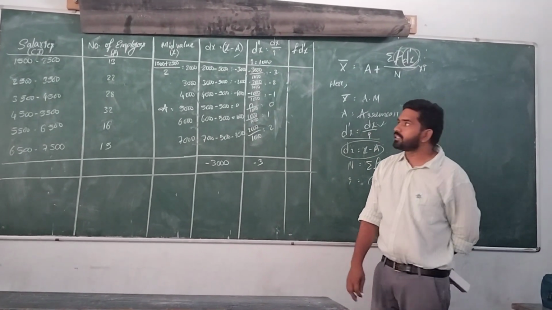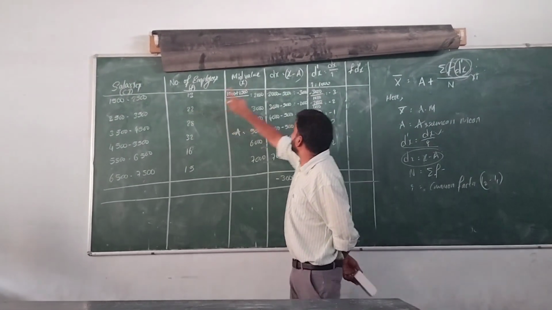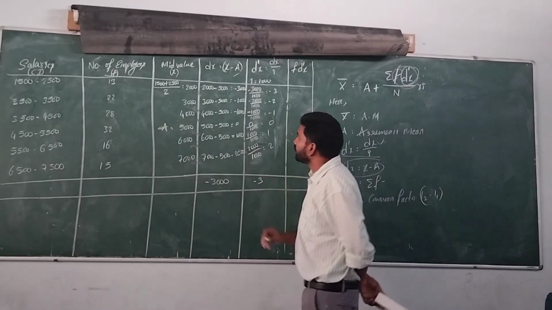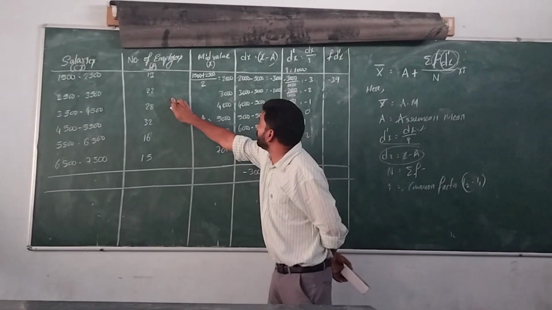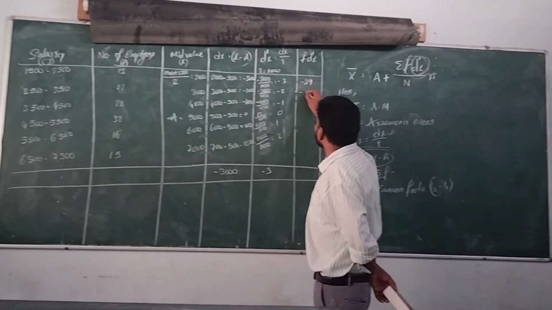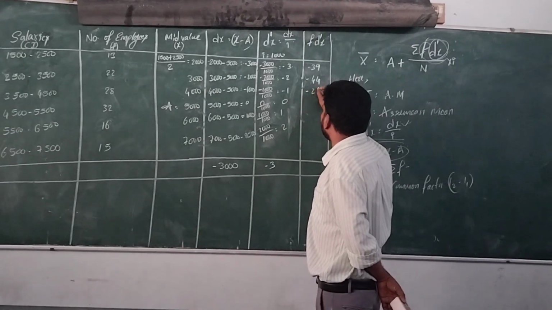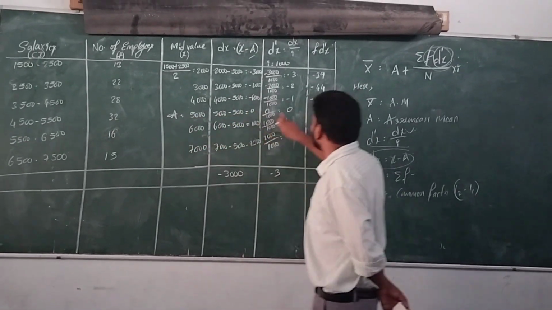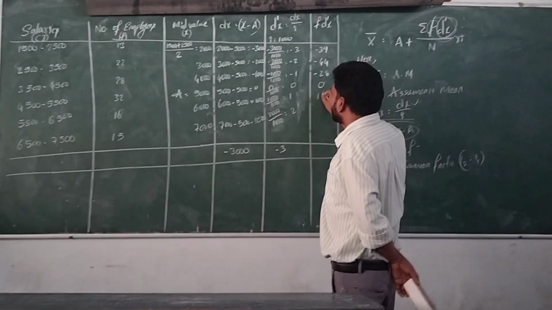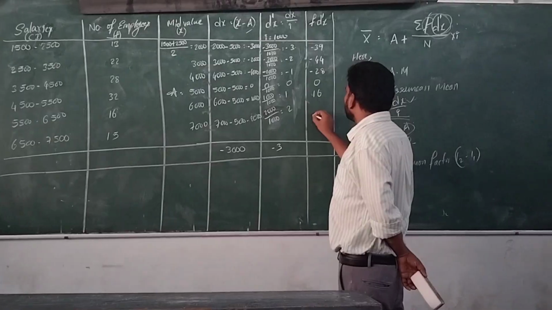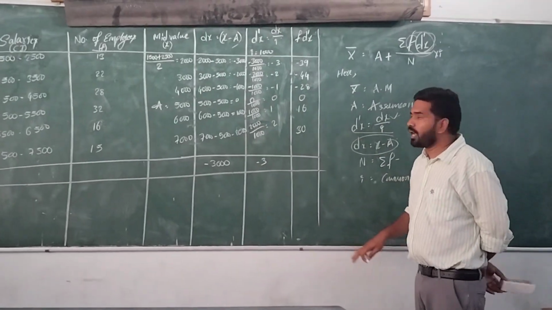Next, frequency multiplied with the step deviation. Frequencies are available, they should be multiplied with that. 13 into minus 3, minus 39. 22 into minus 2, minus 44. 28 into minus 1, minus 28. 32 into 0, you get 0. 16 into 1, 16. 15 into 2, 30. Here also the same summation you have to do.